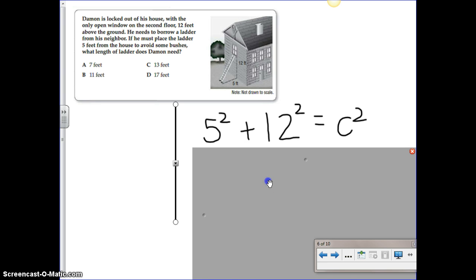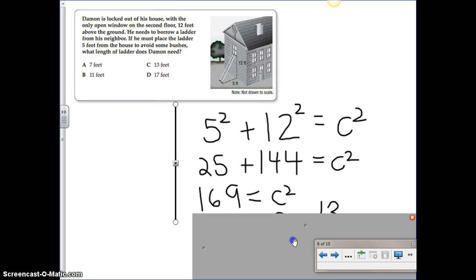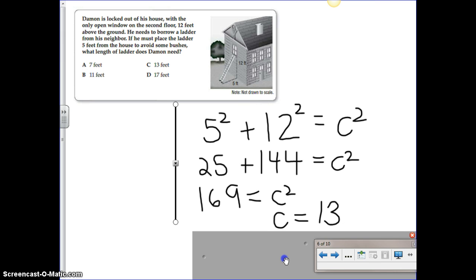So we can check our answer here using the Pythagorean theorem. 25 plus 144 is equal to c squared. 169 is equal to c squared, so we know c is equal to 13. And we can circle C for our answer.